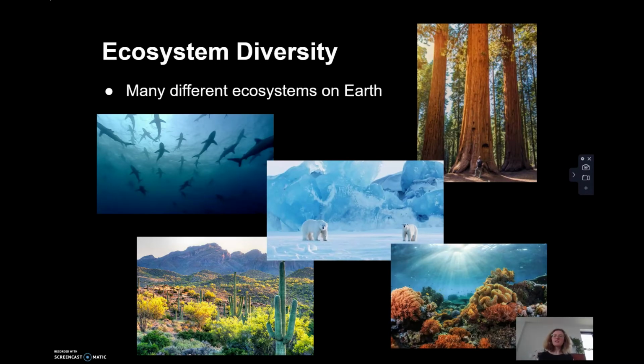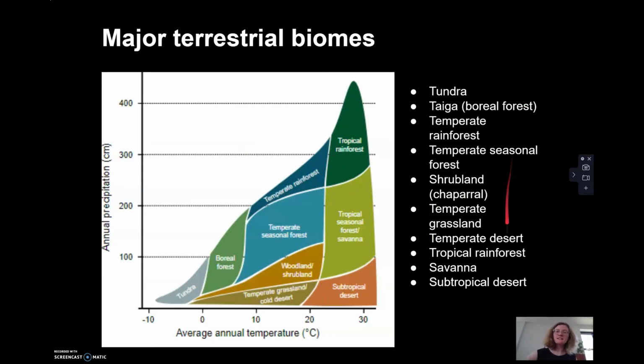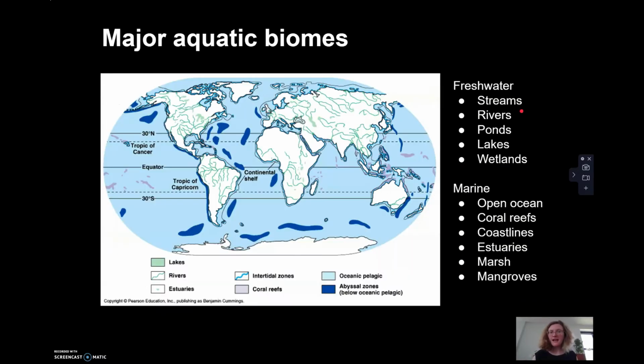Ecosystem diversity refers to the fact that there are many different kinds of ecosystems on Earth. There are forests, there are ice caps, there are deserts, there's the open ocean. We group similar ecosystems with similar abiotic characteristics into groups called biomes. This is a map of major terrestrial or land-based biomes. There are at least 10 different major terrestrial biomes, and there are roughly an equal number of aquatic biomes, both freshwater biomes and marine biomes or saltwater biomes.